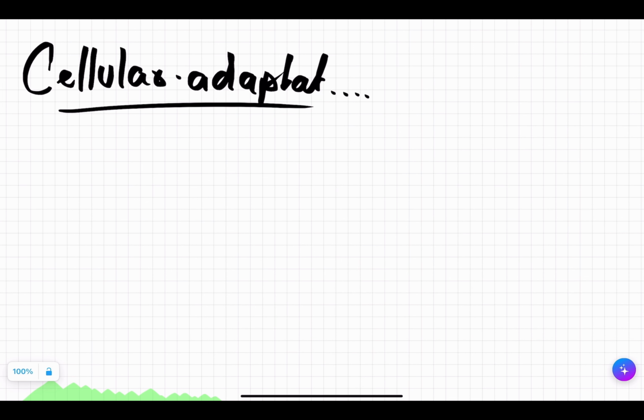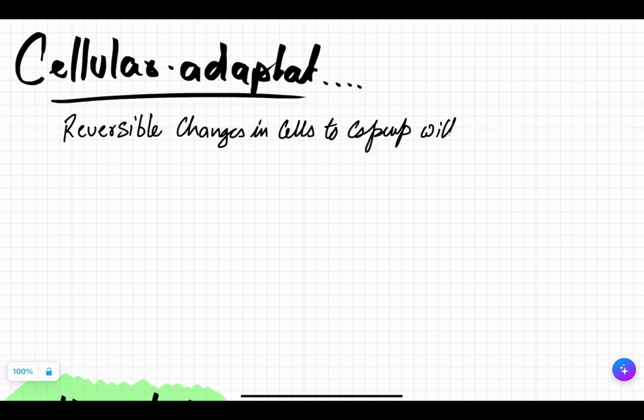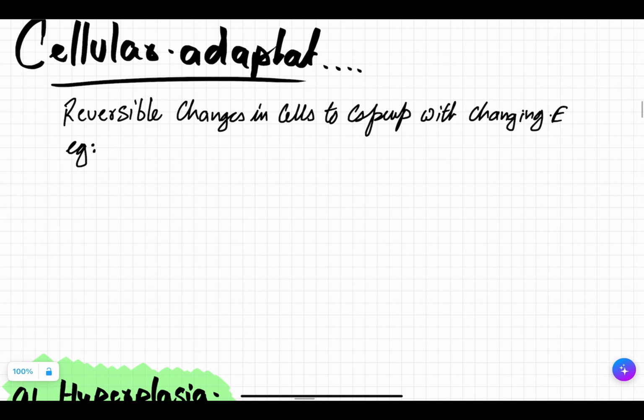So let's begin. What is cellular adaptation? Cellular adaptation are reversible changes in cells to cope up with changing environment. What can be stressful conditions? It can be UV rays, it can be ischemia, it can be mechanical stress, or it can be pH changes. For example, we will see in Barrett's esophagus, there is a pH change which causes metaplasia.